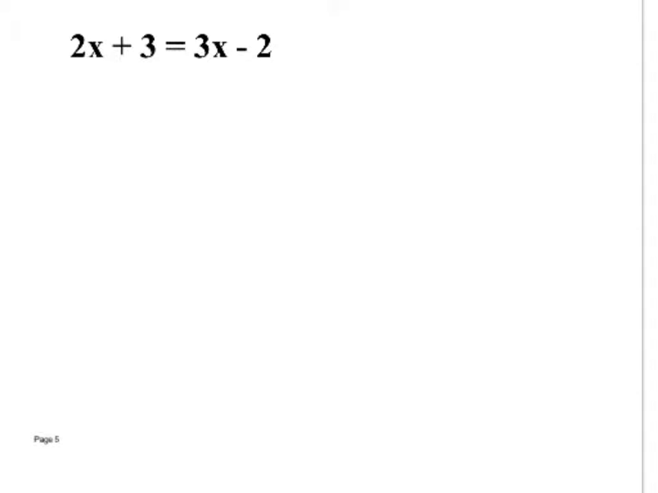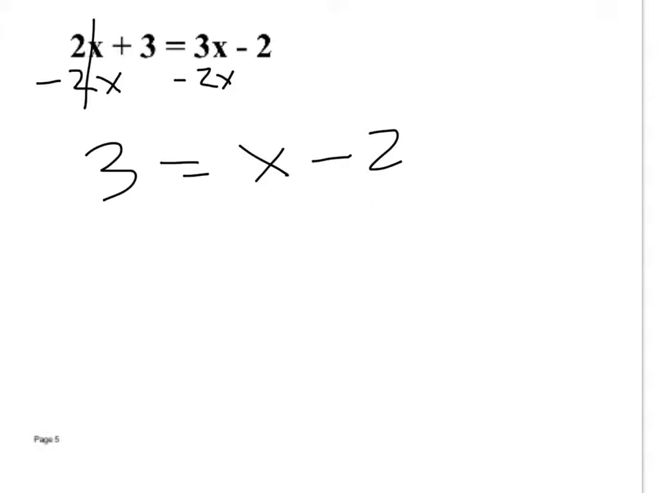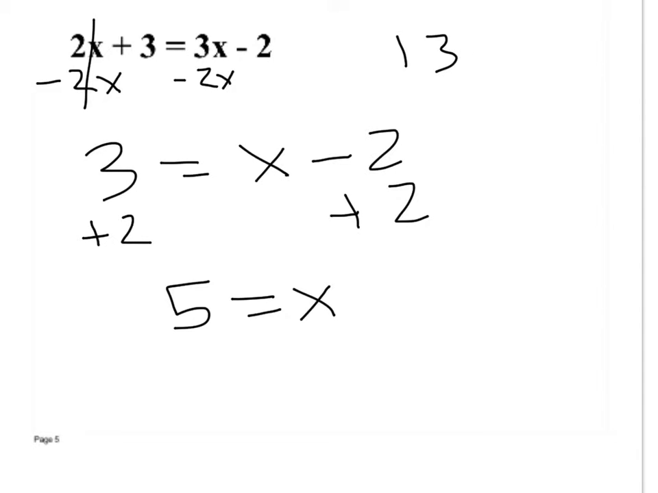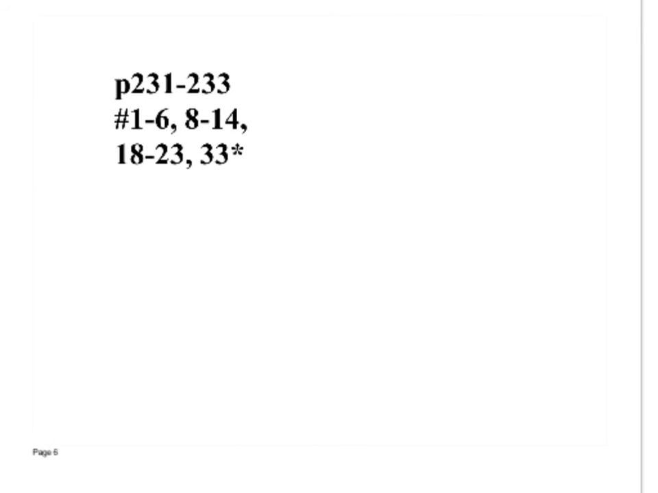2x plus 3 equals 3x minus 2. So to keep the variable positive, I'm going to subtract 2x to both sides. This leaves me with 3 equals x minus 2. I add 2 to both sides. X is 5. We can check our answer. 5 times 2 is 10. 10 plus 3 is 13. 3 times 5 is 15. 15 minus 2 is 13 as well. X has to be 5. And there's your assignment.